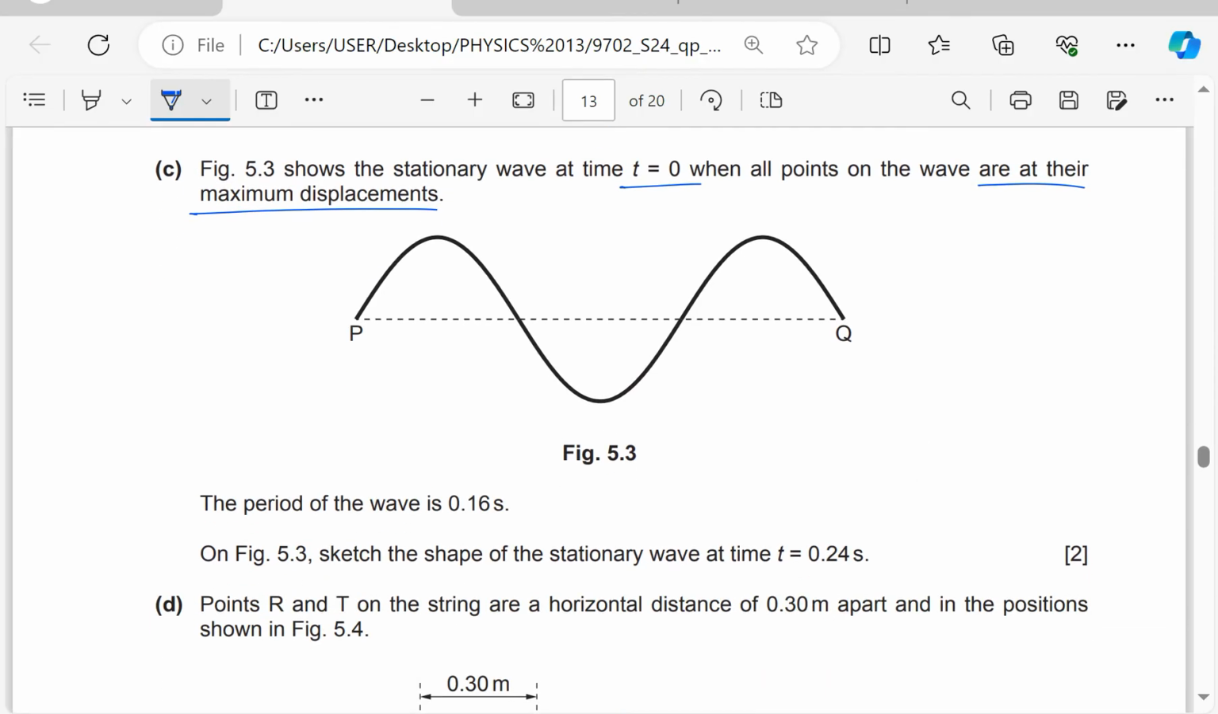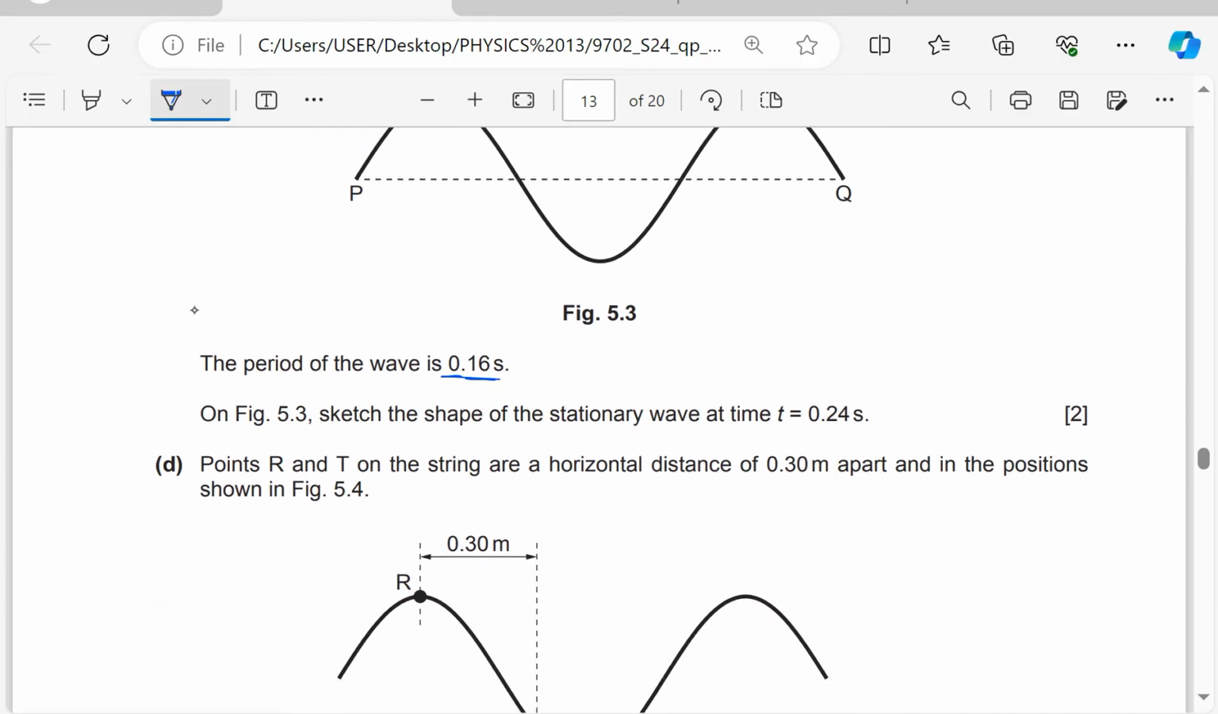So let's see the question. The period of the wave is 0.14. On the figure, sketch the shape of the stationary wave at t equals 0.24. So what is 0.24? So if t equals 0.24 seconds, this is the same as 0.16 seconds plus 0.08 seconds. So this is one complete cycle and half a cycle.